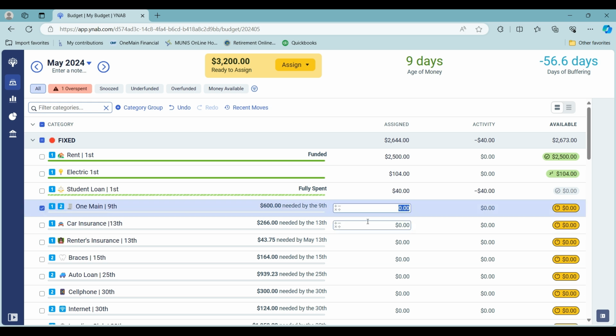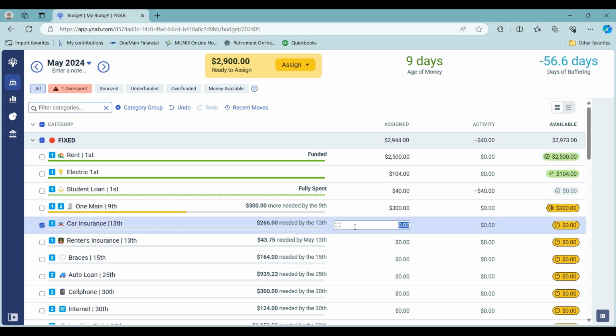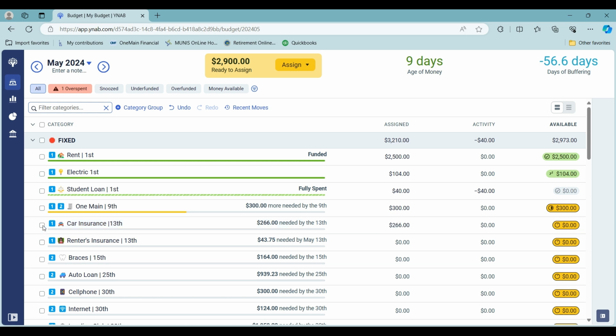I do want to put a payment into One Main. I'm going to put $300 because I did have to skip the second half of the month payment at the end of the month of April. I had to skip it because I needed money in other places. So next up is my car insurance. I'm going to put $266 in there.